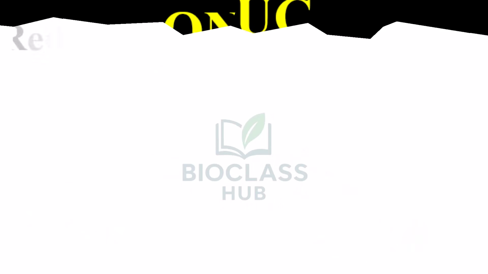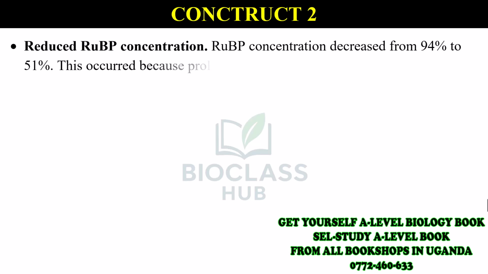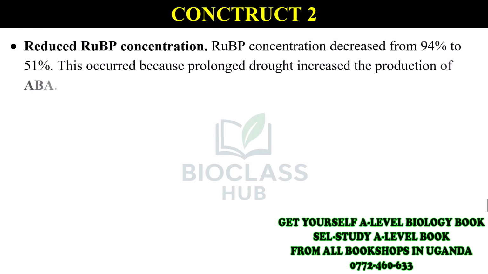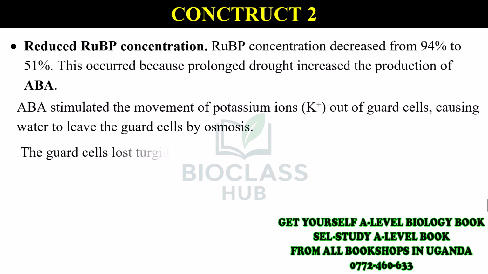Reduced RuBP concentration. RuBP concentration decreased from 94 to 51%. This occurred because prolonged drought increased the production of ABA. ABA stimulated the movement of potassium ions out of guard cells, causing water to leave the guard cells by osmosis. The guard cells lost turgidity and the stomata closed.